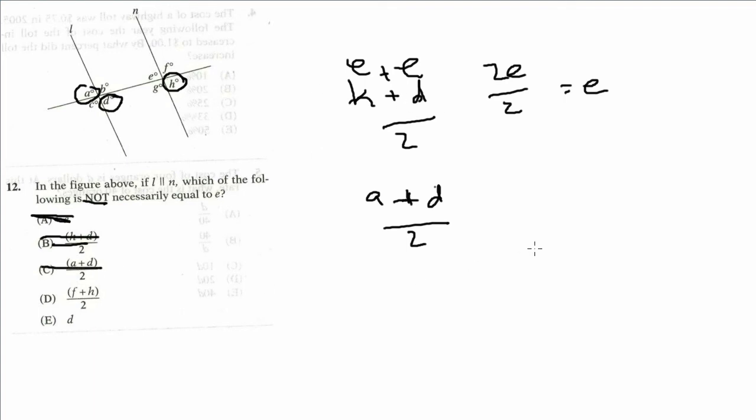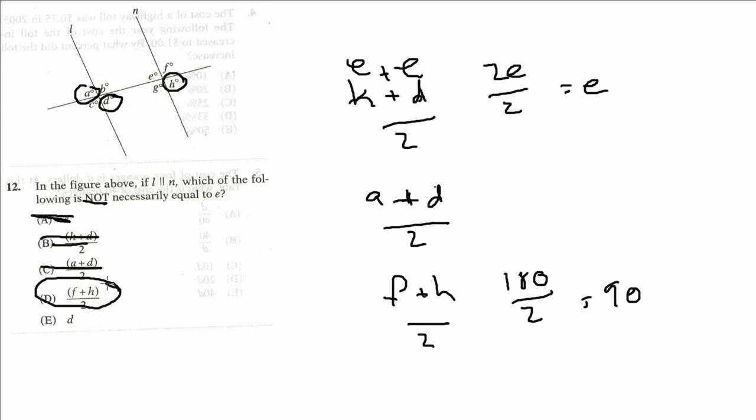That one's out. So then (f plus h) divided by 2. F and h are opposite of each other on a straight line, so that means we have 180 divided by 2 is 90. So E doesn't have to be equal to 90 because they didn't tell you that these are parallel. So this one here is not necessarily equal to E, which makes this the answer.